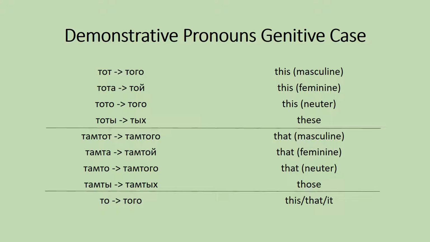Tamto, meaning that for neuter nouns, becomes tamtoho. Tamtoho. Tamta, meaning those, becomes tamtuch. Tamtuch. To, meaning this, that, or it, becomes toho. Toho.